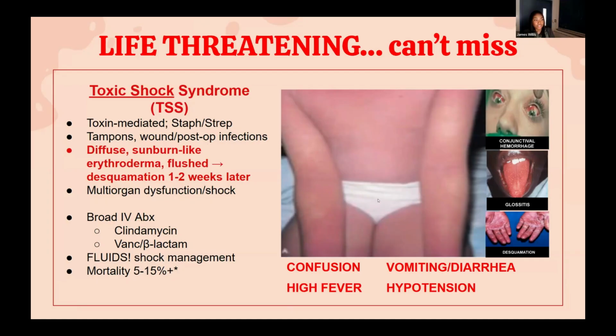This very flushed skin. I heard the appearance doesn't hurt like a sunburn, but essentially after that initial illness, you can have desquamation later. But with that initial illness, you'll have some confusion, high fever, vomiting, diarrhea, hypotension, all signs of multi-organ dysfunction. You want to treat empirically, broad-spectrum IV antibiotics like clinda, vanc to cover for MRSA, and then aggressive fluids or shock management. So if they need vasopressors, the mortality is 5 to 15%, even with early intervention, but of course higher if delayed.